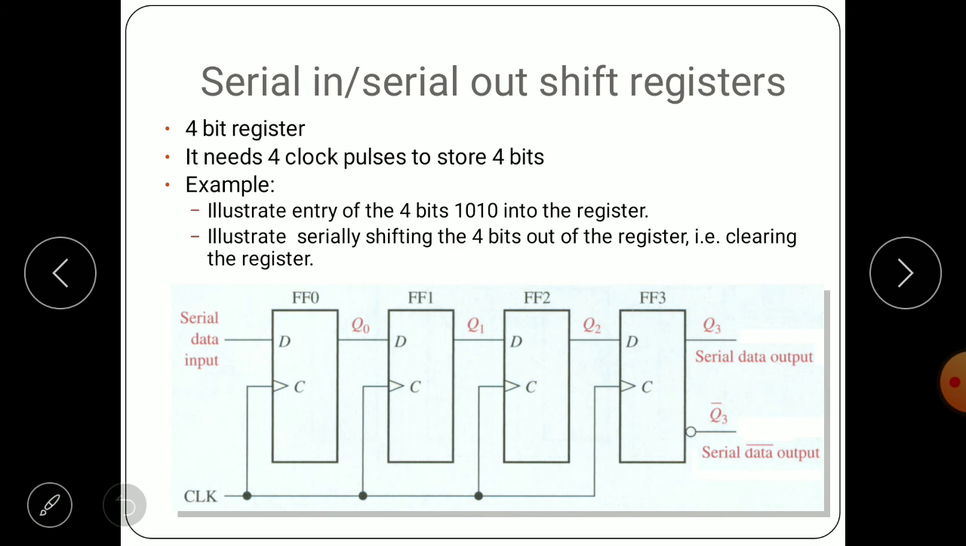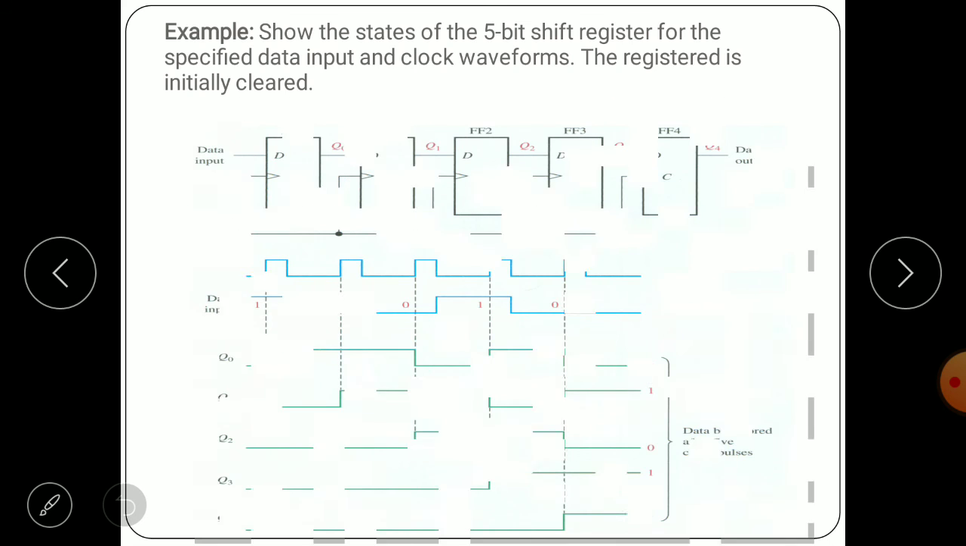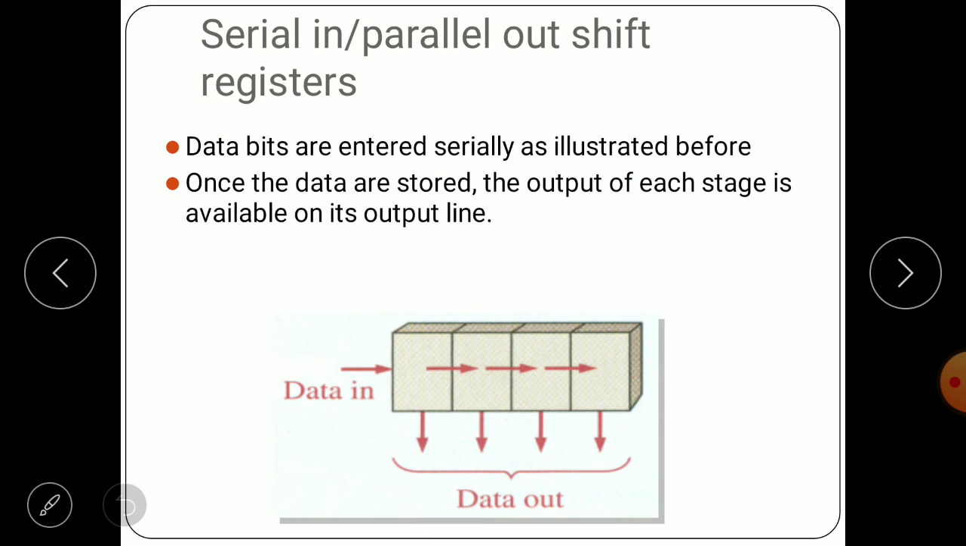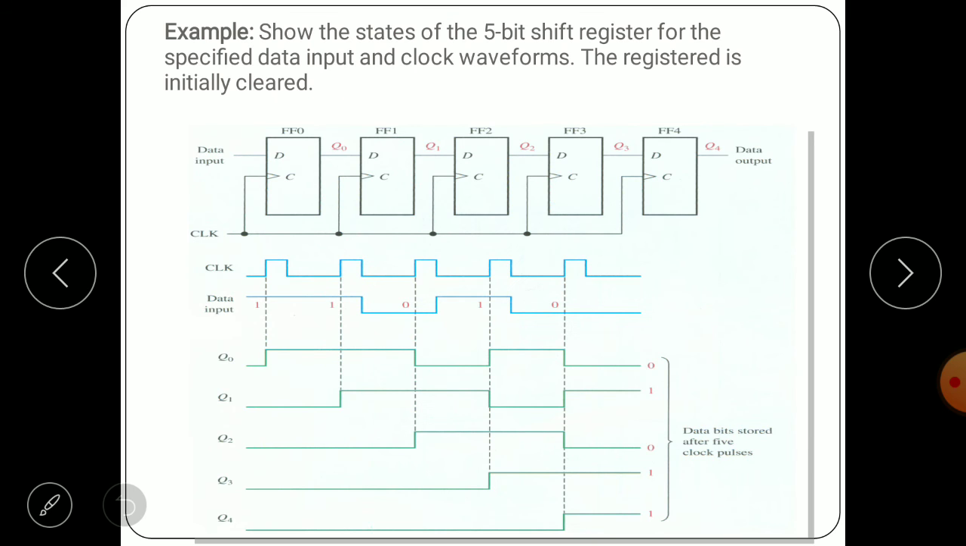I'm taking a pen for this one. Okay, serial in, serial out shift register. This is the diagram, right? So at this point, what do you have? The first data, the 1, indicates Q0 is 1, and Q1, Q2, Q3, Q4 are all zeros.